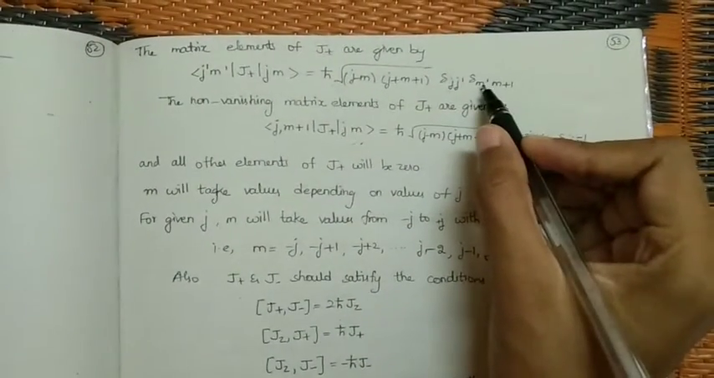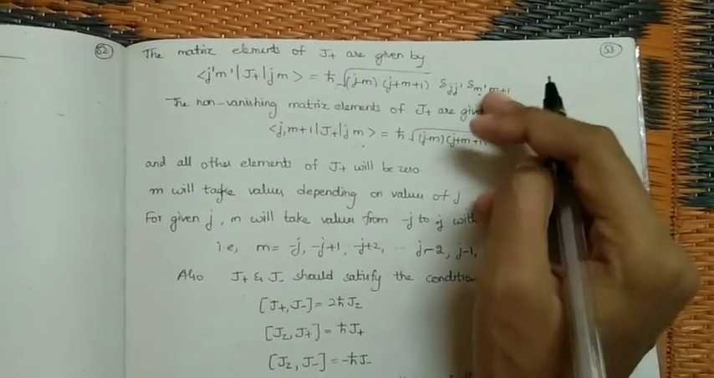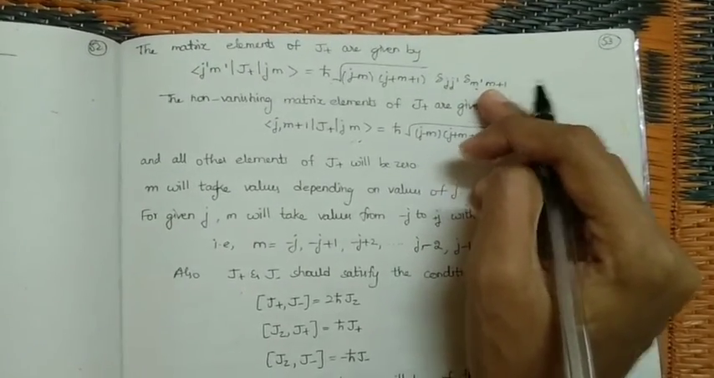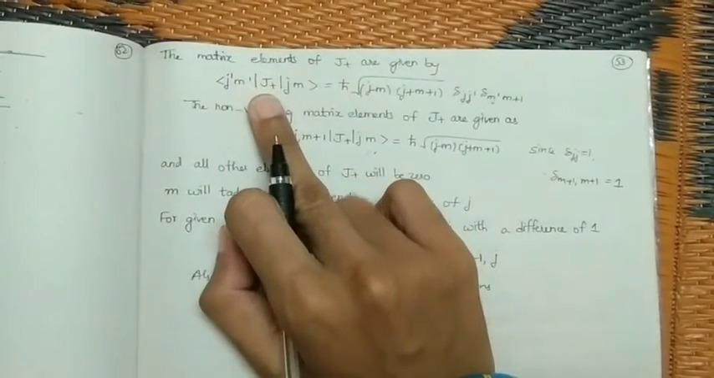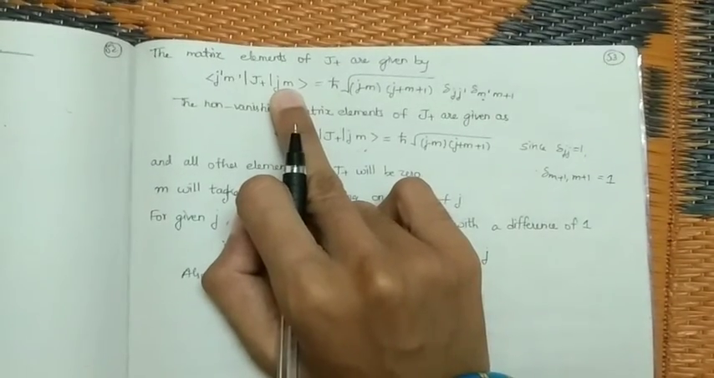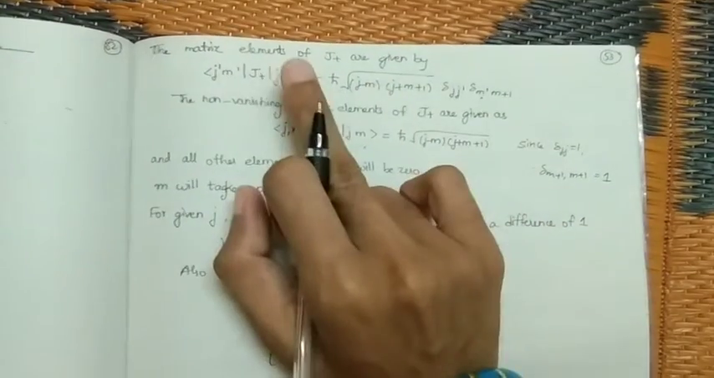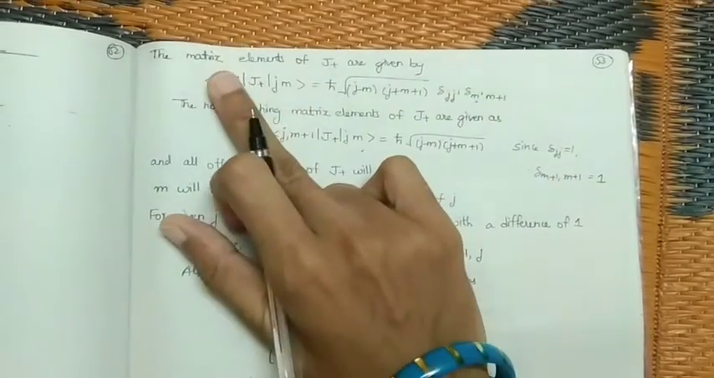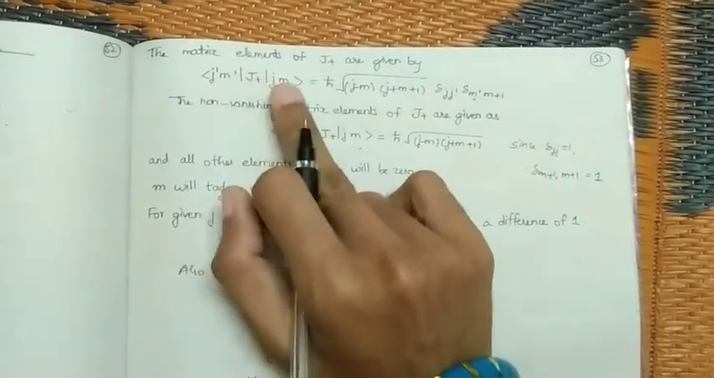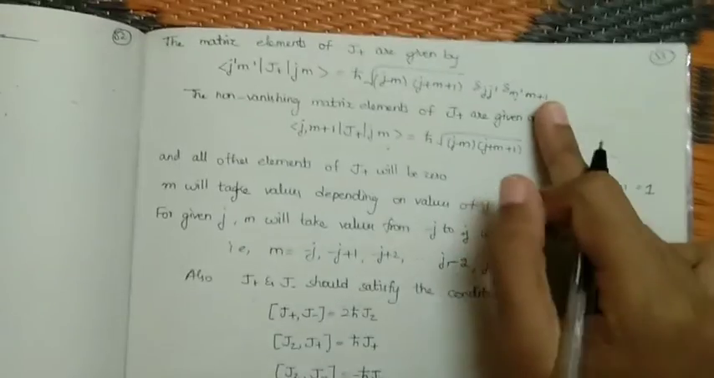Initially, for the Jz and J square matrices, we said m dash must be equal to m, but here we are saying m dash must be equal to m plus 1. Why? Because this J plus operator increases the value of m by 1. After operation it gives its own eigenvalue and increases the value of m by 1, and whatever we get here must be equal to m dash. After operation we have m plus 1 in the place of m, hence m dash must be equal to m plus 1. That's why this is the J plus matrix.